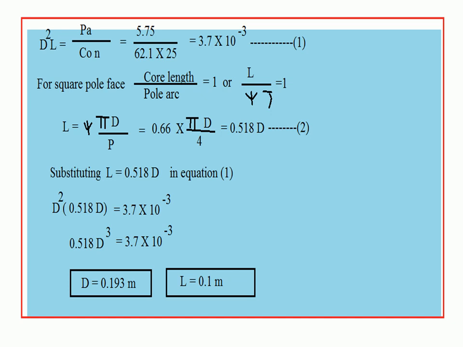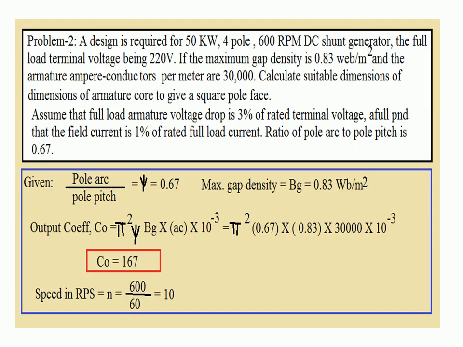So substituting L equal to 0.51 tau in equation 1, we are going to get D cube. Then you calculate D and L. This problem is very easy. Then we have to move to the second problem.